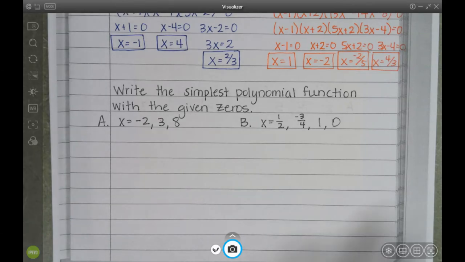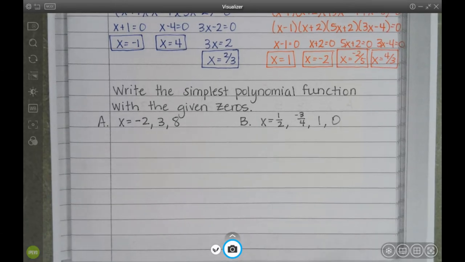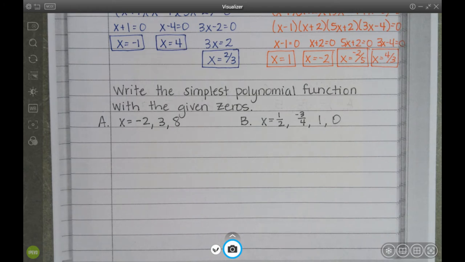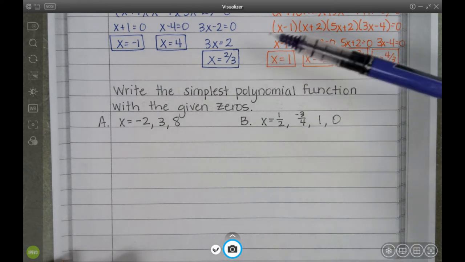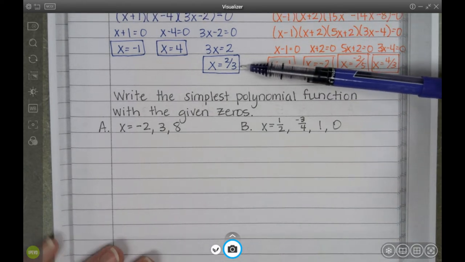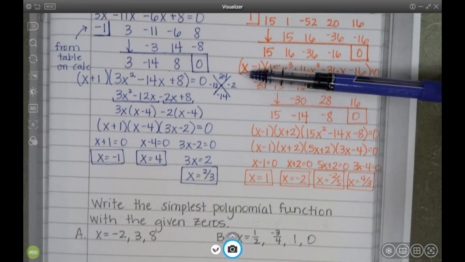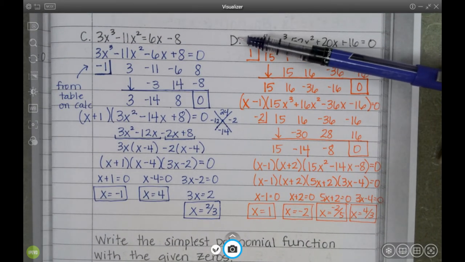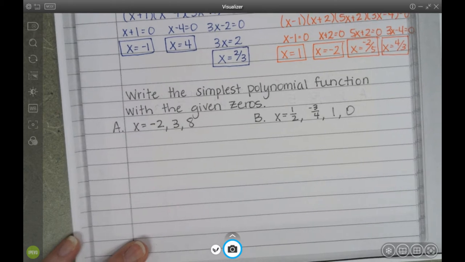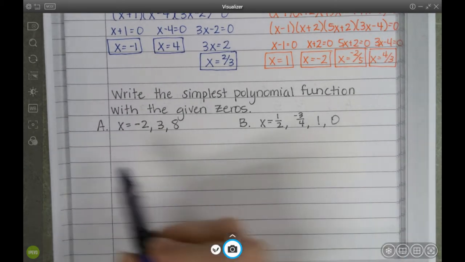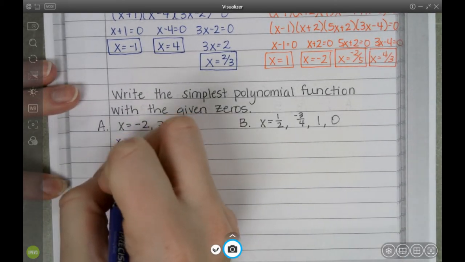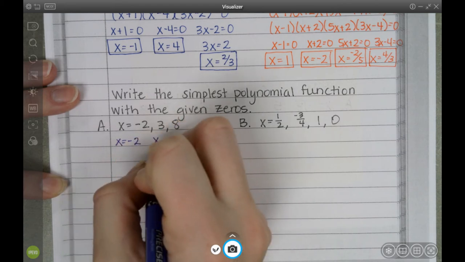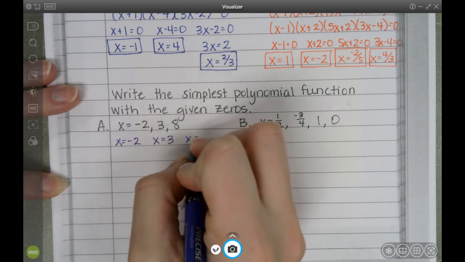Okay, so picking up where we left off on page 65, you may remember this from when we did this with quadratics. It says write the simplest polynomial function with the given zeros. So this is just like what we did last time, where you start with the answer and then you end up with your equation. Okay, so we're going to work it the same way. We're going to start with our answers. So x equals -2, x equals 3, and x equals 8.